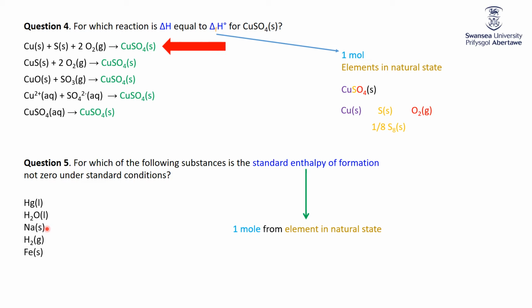Sodium is an element and natural state is solid. Hydrogen is an element, natural state diatomic gas, H2 gas. And iron is an element, natural state solid. So the only one of those that wasn't even an element was water. And we didn't even have to get so much into the natural state argument, although that is the natural standard state for all of those 5 elements.